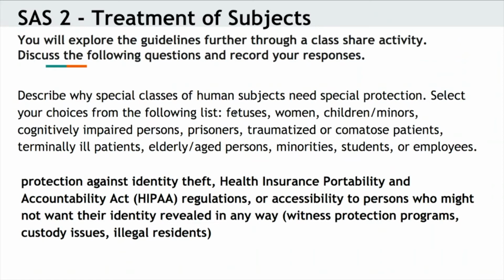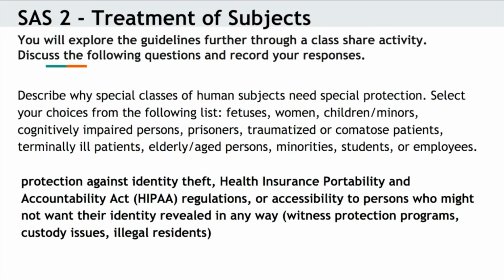What about fetuses? Can they give informed consent? No, they can't, can they? Children or minors, are they able to give informed consent? No, they're not an adult. They can't give informed consent. You can tell them what's going on, but they may not understand because they don't have the understanding of what's going on. Women, now they are cognitively able to understand what's going on.